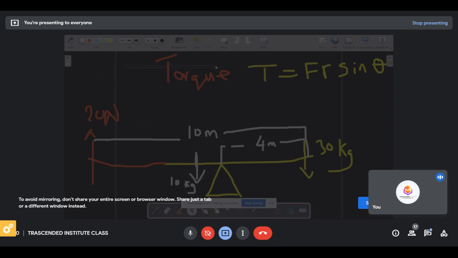Let's start with the forces. Any forces acting in the x direction? Do we have any forces acting in the x direction? No. Okay, let's try to identify the forces acting in the y direction.